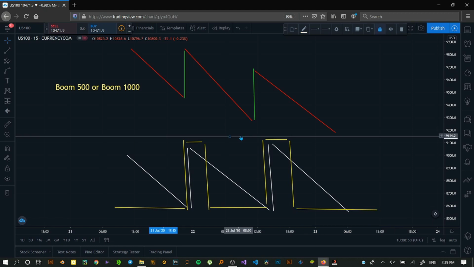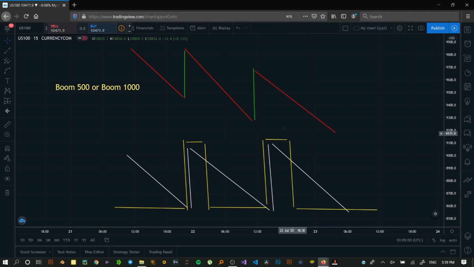Let me delete this line. We have the chart here, right? There is a first spike and a second spike. What are we looking for? To enter a trade, to sell Boom 500 or Boom 1000, right? So we are going to sell whenever a spike happens. After spikes happen, we wait for confirmation. We don't just blindly enter a trade, we wait for confirmation.